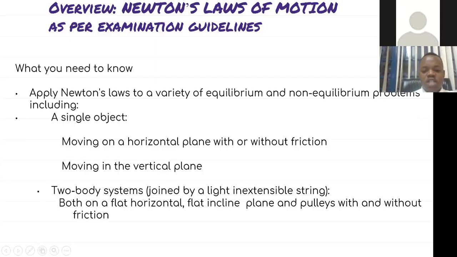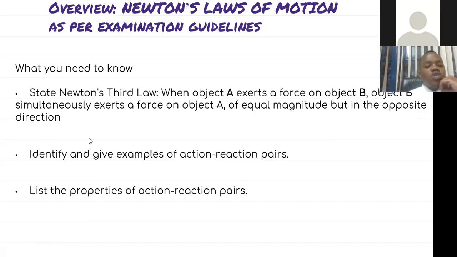So that's essentially what we are going to look at. Now, what you also need to know again is that you must be able to state Newton's third law of motion, which we won't be talking about, but I'm quickly highlighting it for you in terms of what you need to know for this topic. It states: when object A exerts a force on object B, then object B simultaneously exerts a force on object A of equal magnitude but in the opposite direction.